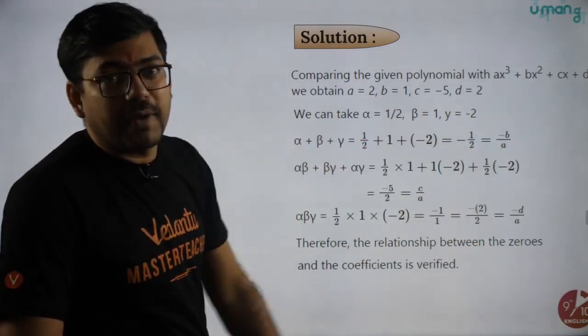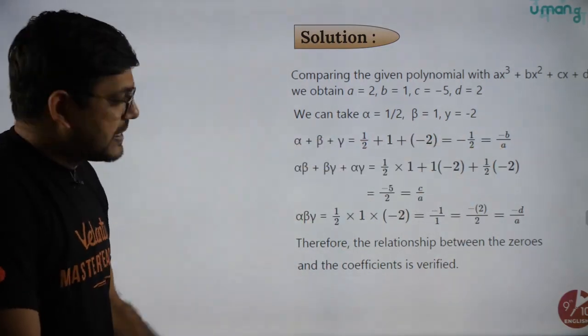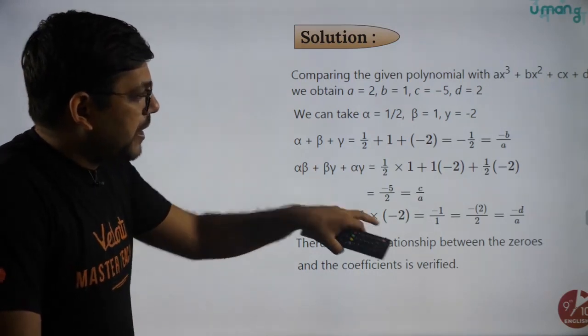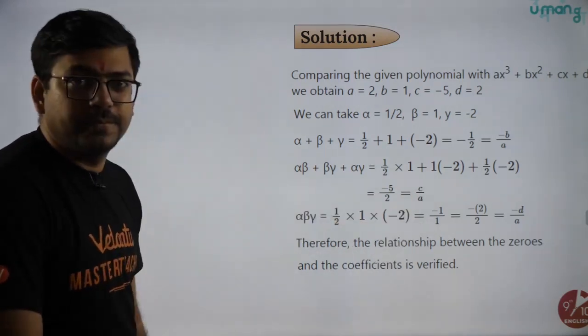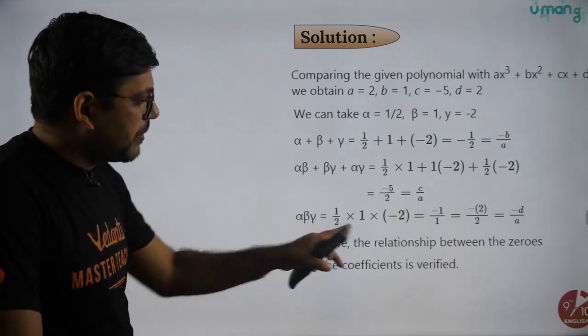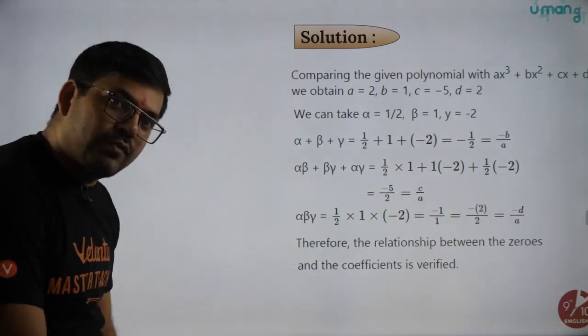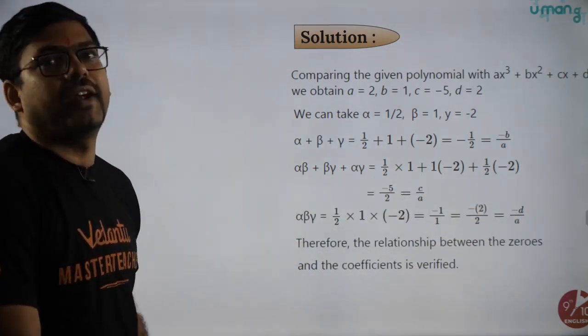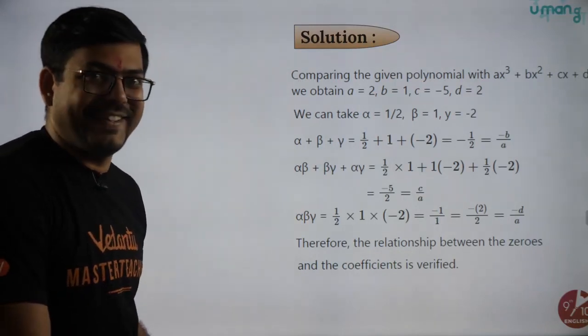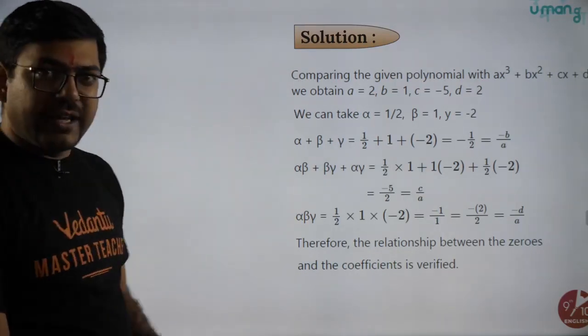Do you remember this? Minus b by a, alpha plus beta plus gamma. Similarly, alpha beta plus beta gamma plus gamma alpha is equals to c by a. Remember that? Alpha beta gamma is equals to minus d by a. So you have to also do the same thing, and then you have to verify it. That's it. Okay, if you all have understood till here, let's move on.